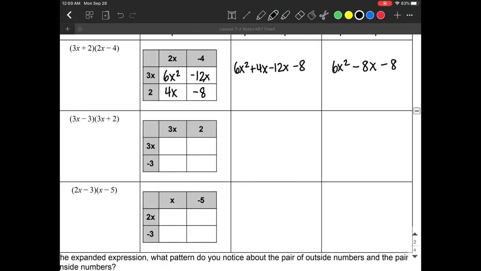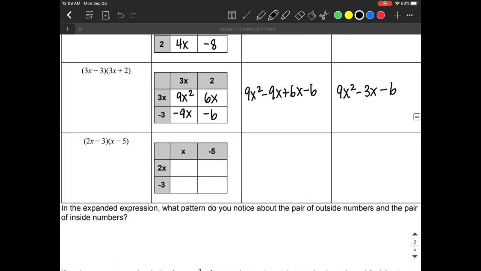Next, I have 3x minus 3 times 3x plus 2. 3x times 3x gives me 9x squared. 3x times negative 3 is negative 9x. 2 times 3x is 6x. 2 times negative 3 is negative 6. The expanded form is 9x squared minus 9x plus 6x minus 6. And the simplified form is 9x squared minus 3x minus 6.